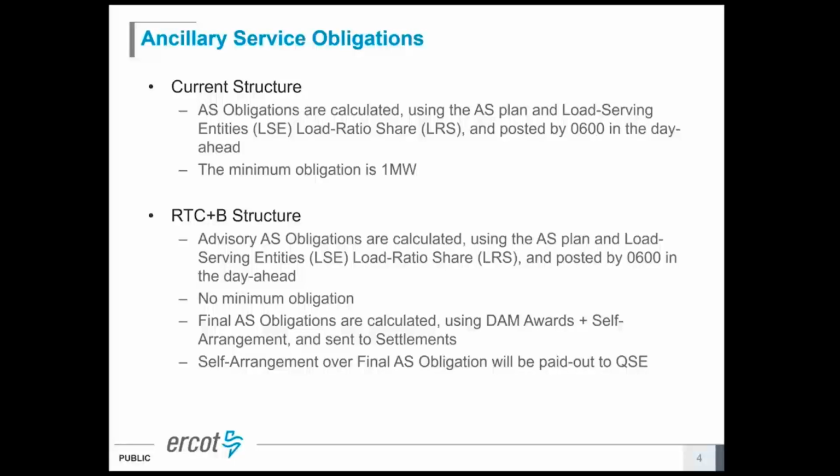The MP should expect to see values with up to 5 significant digits after the decimal. Once the DAM completes, a final AS obligation will be calculated using DAM awards and self-arranged AS values and will be sent to settlements. Any self-arrangement over the final AS obligation will be paid out to the QSE.